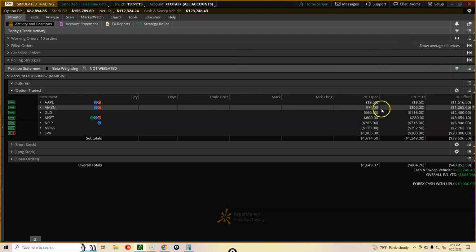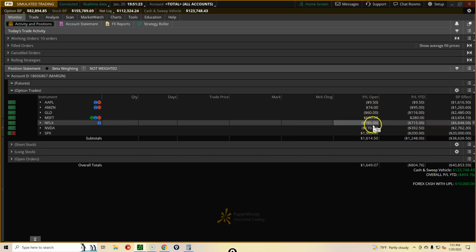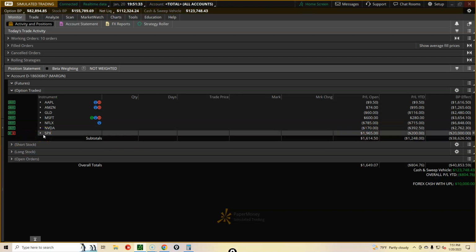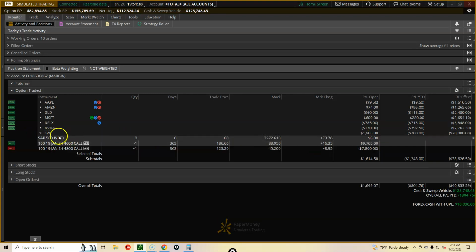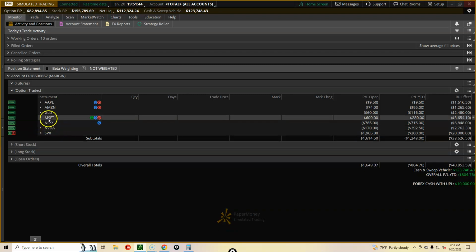Right, so the Amazon one is profitable by 70 bucks. The Microsoft one is profitable by 60. Netflix is down a little less than 800. Nvidia is down about 170, and SPX is actually a call credit spread, and that one is profitable a little less than 2,000. So this SPX, Nvidia, Netflix, Microsoft, and Amazon were all sold with that strategy you can see at the 1 minute 30 second mark.